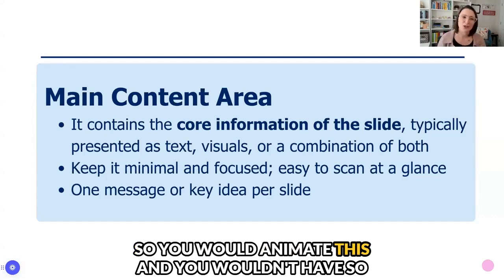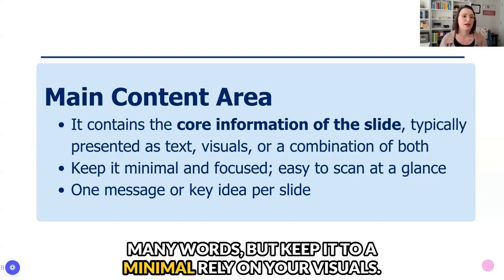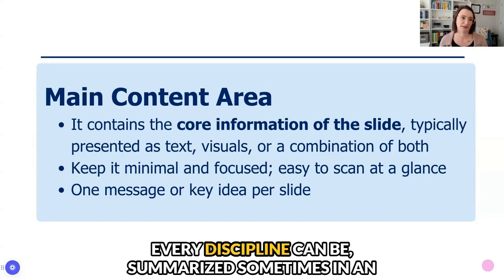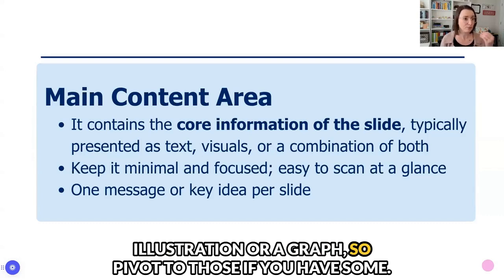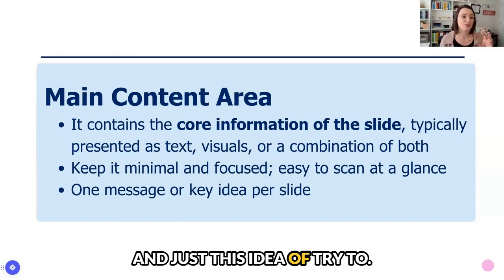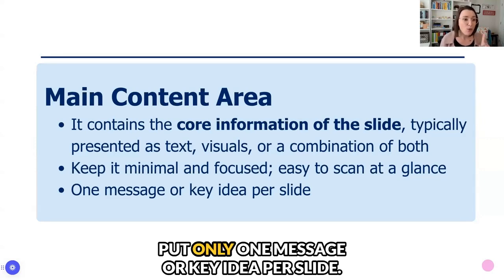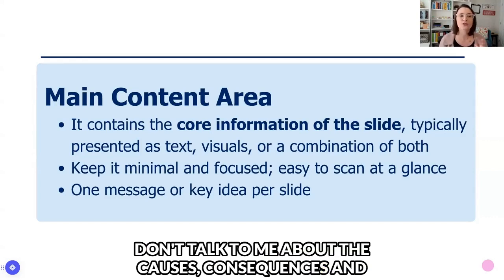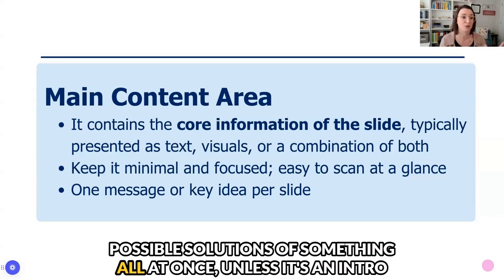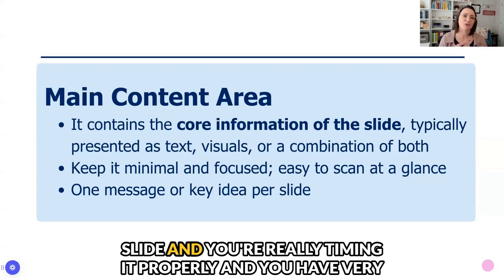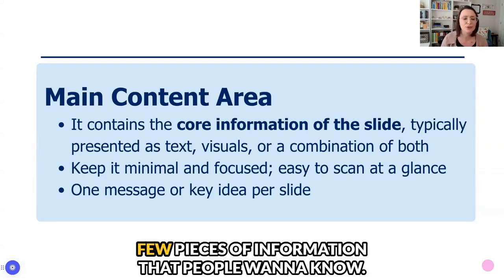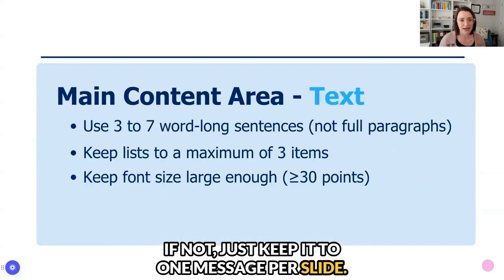So you would animate this and you wouldn't have so many words, but keep it to a minimal. Rely on your visuals. Every discipline can be summarized sometimes in an illustration or a graph. So pivot to those if you have some. And just this idea of try to put only one message or key idea per slide. Don't talk to me about the causes, consequences, and possible solutions of something all at once, unless it's an intro slide and you're really timing it properly and you have very few pieces of information that people want to know. If not, just keep it to one message per slide.